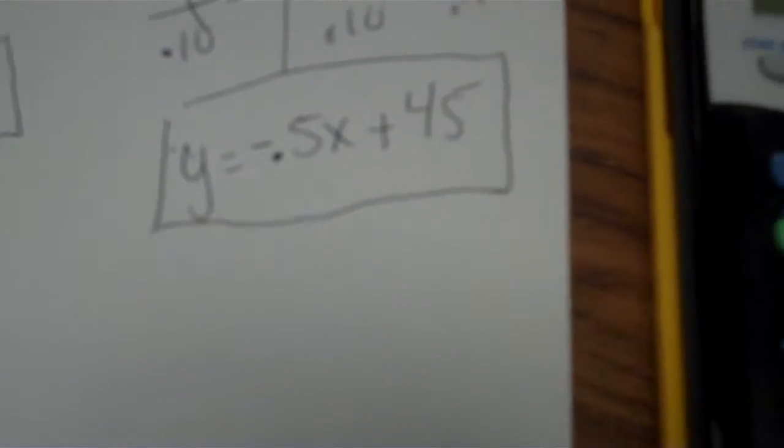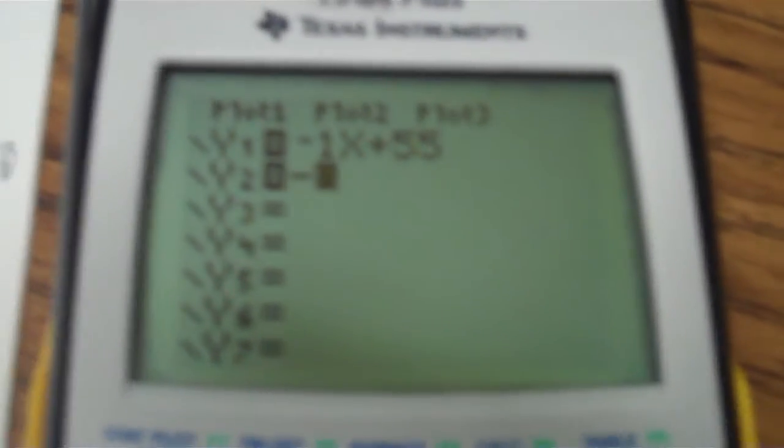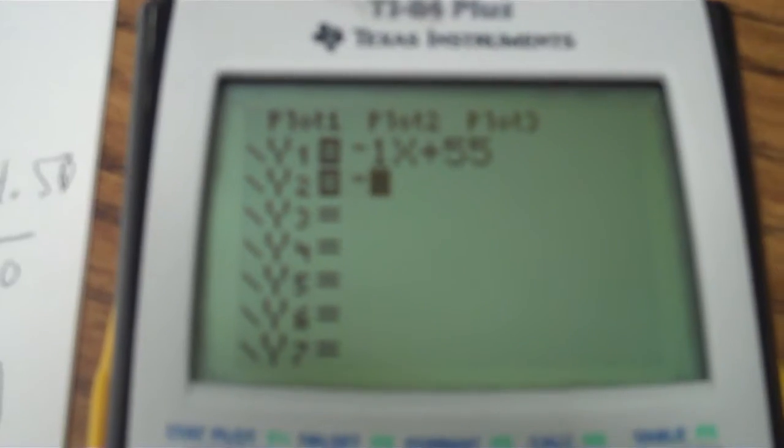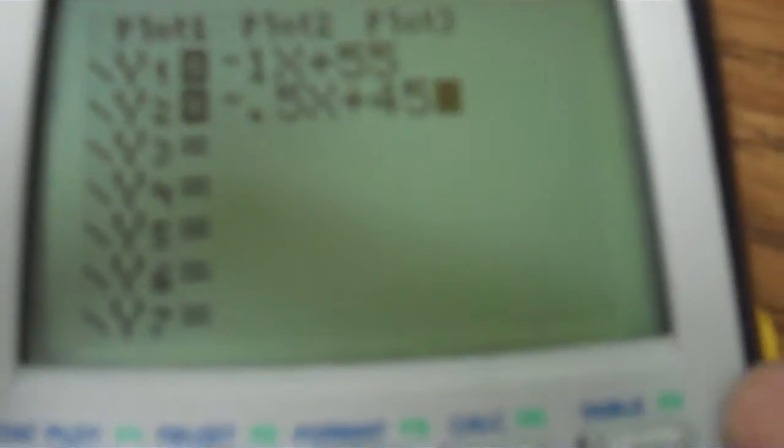And then we're going to type this one in. So we're going to put negative, oh I'm sorry, I put minus. Make sure you're putting negative 0.5x plus 45. And then I'm going to go to graph. And you're going to see absolutely nothing. Okay, so I don't see anything, which means I have to zoom out.